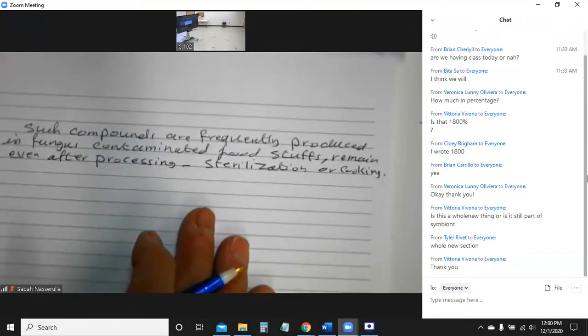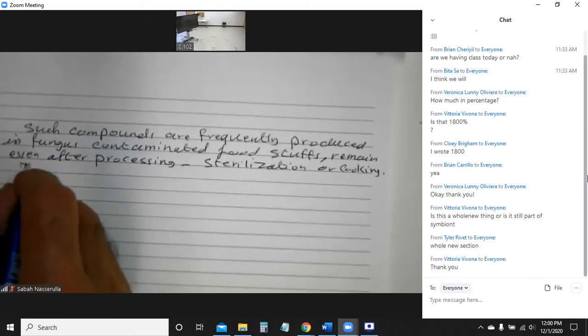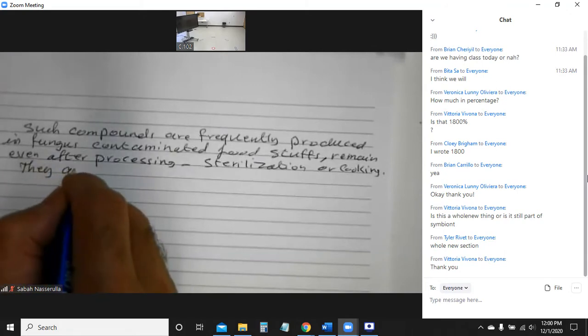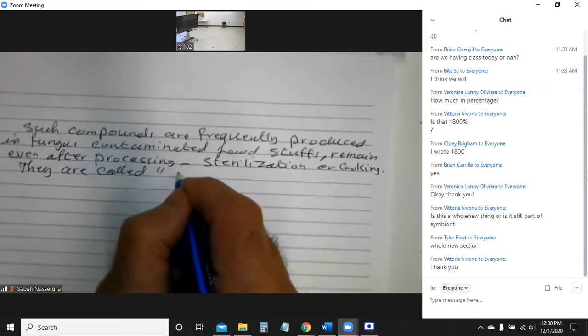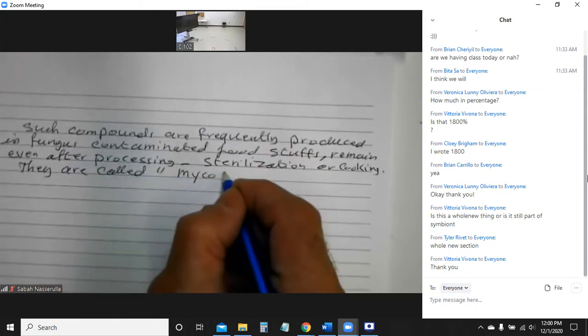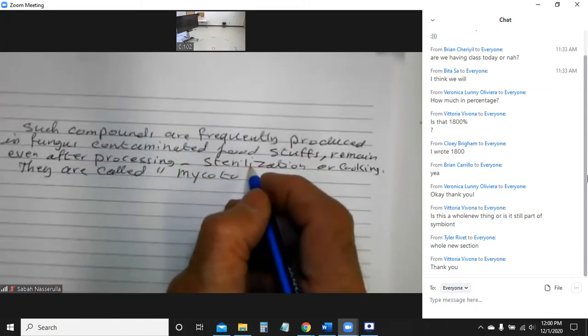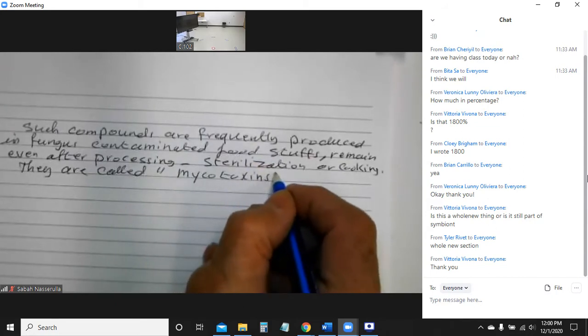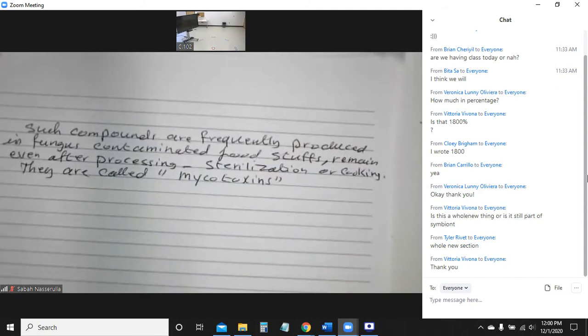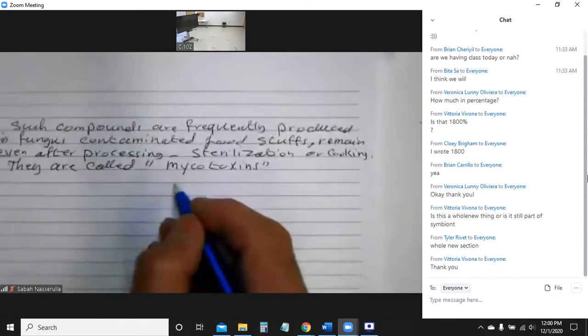Now, usually these compounds which are produced by the fungi, we call them mycotoxins. To mention this point here: these compounds are called mycotoxins.